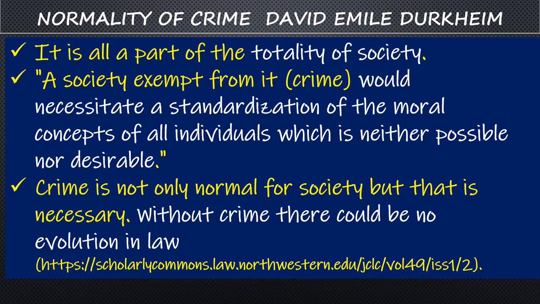So, according to Emil Durkheim, if there is no crime, we cannot consider that as a society. To complete a society, there must be abnormal activities. There must be criminal activities. That is according to Durkheim. He further said that a society exempt from it, meaning a society with no crime, would necessitate a standardization of the moral concepts of all individuals, which is neither possible nor desirable.